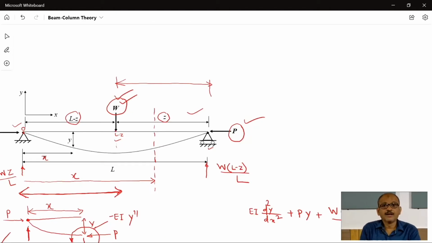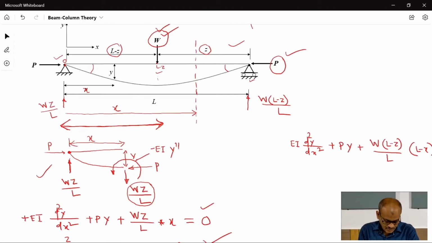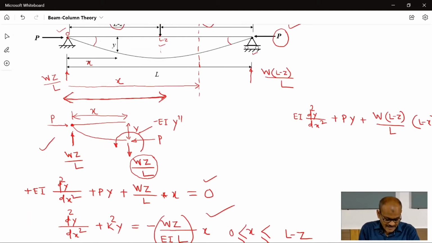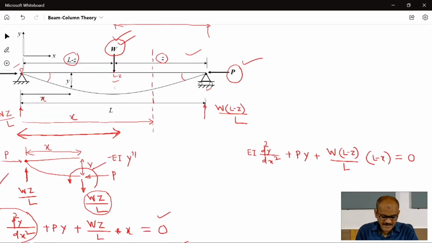One thing you should keep in mind: these angles are very small, but they have been shown exaggeratedly. Because the angle is very small, we could write Mx is equal to EI d square y by dx square. This is based only on small deflection theory. The same small deflection theory will follow, and we will write the equation for this right part.